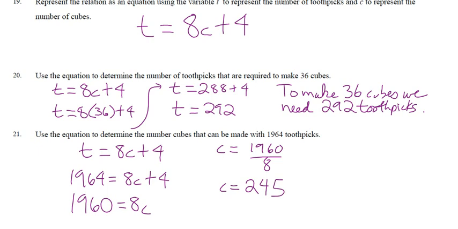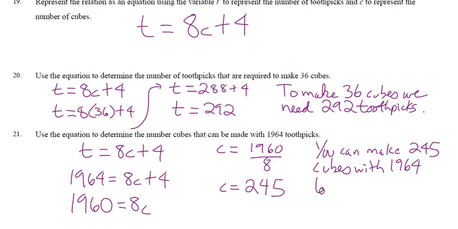So what are we going to say? You can make 245 cubes with 1,964 toothpicks.